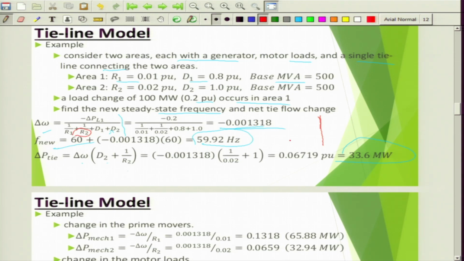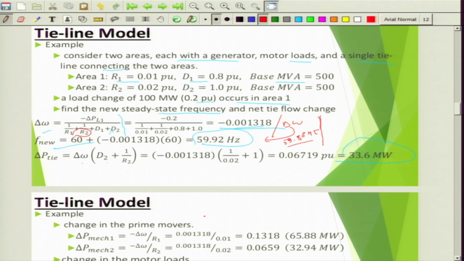That means from a mathematical perspective, this is absent. This is not there. The generator itself is removed from the system. So 1 by R2 and D2 are gone. You again recalculate this delta omega, and for this delta omega you calculate f new. It will come out to be nearly 59.88 hertz.